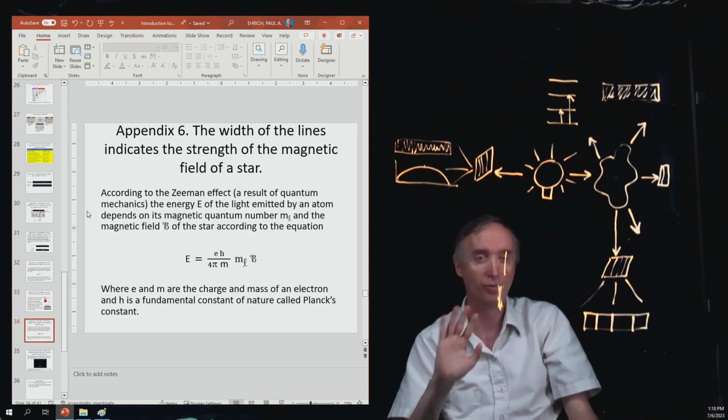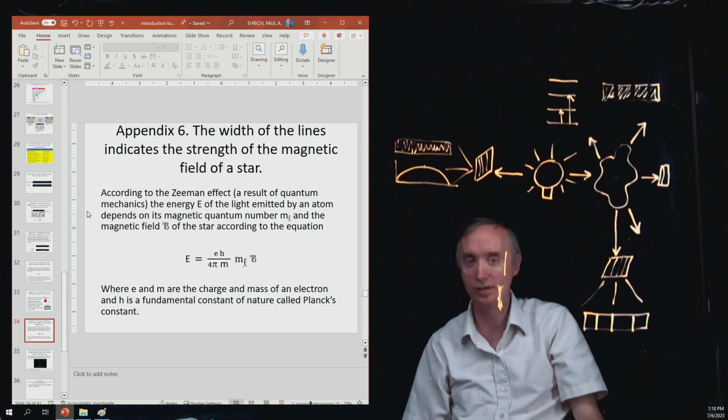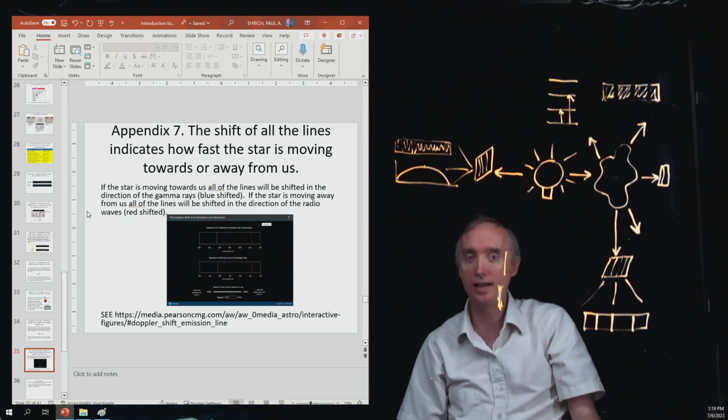This one, don't worry about it, but this one shows how the magnetic field can be determined by using the Doppler effect, but it's not on the exam, so you don't need to know about that. And now this one is pretty easy. So this one is the Doppler effect.